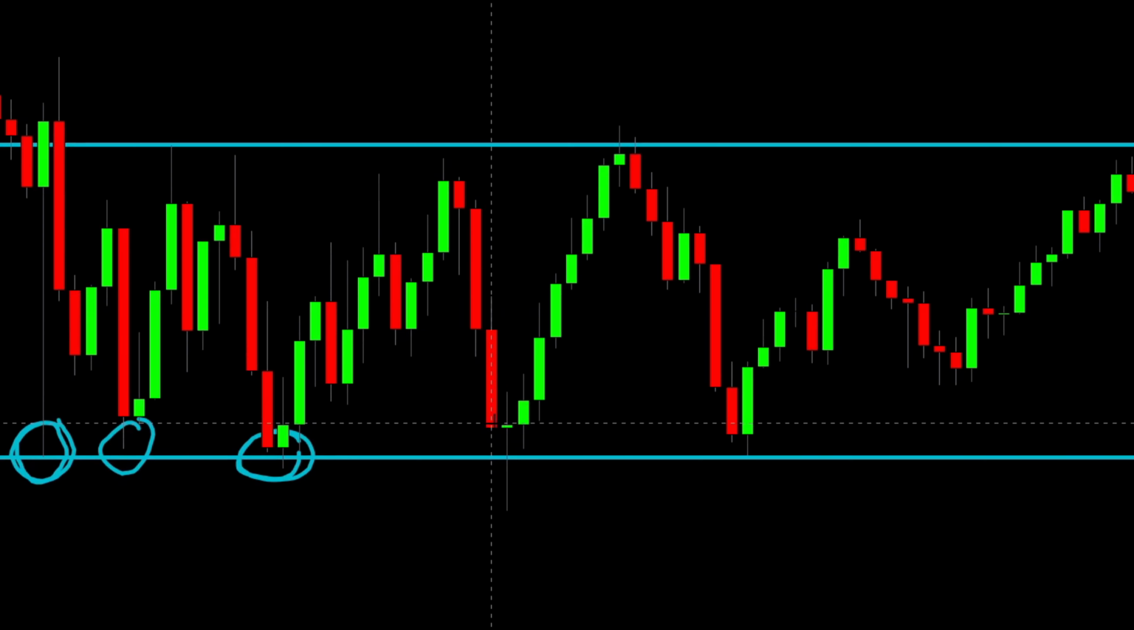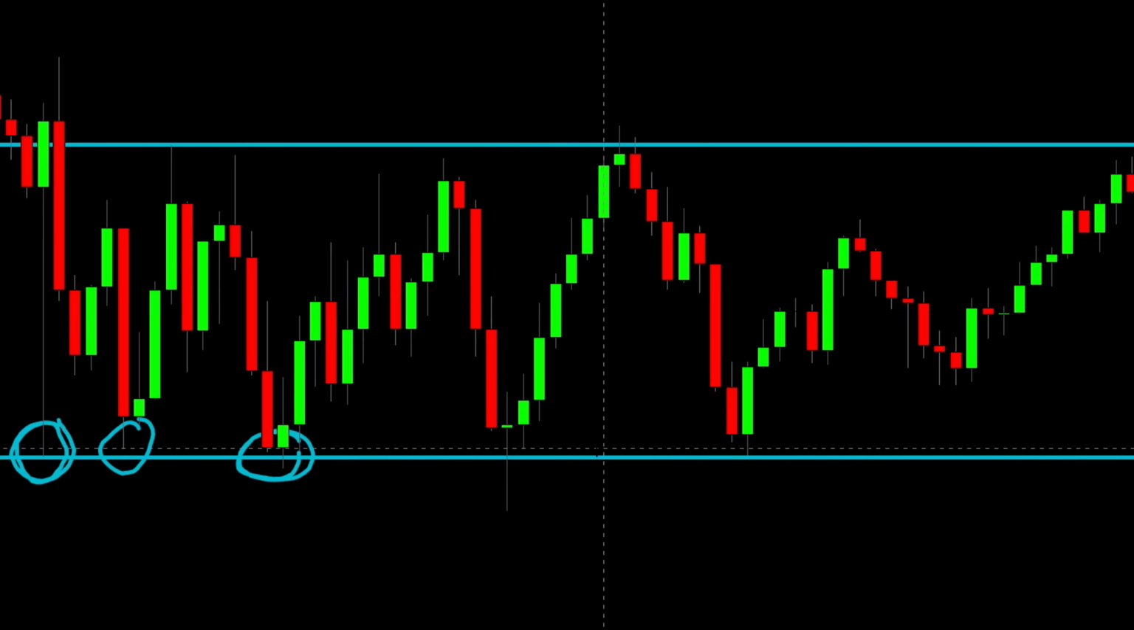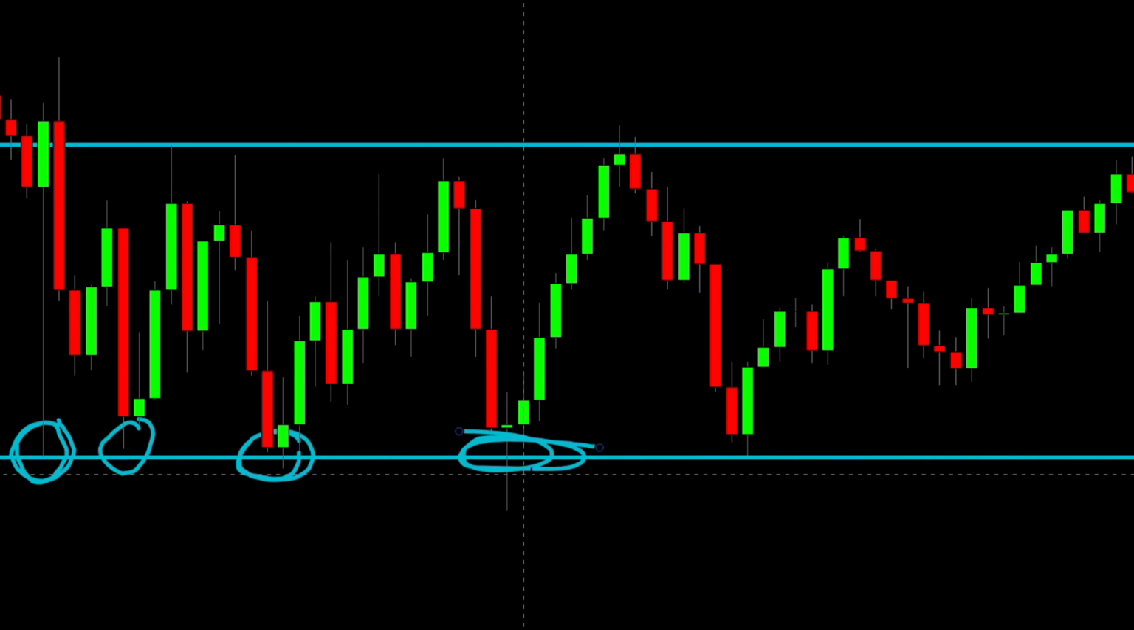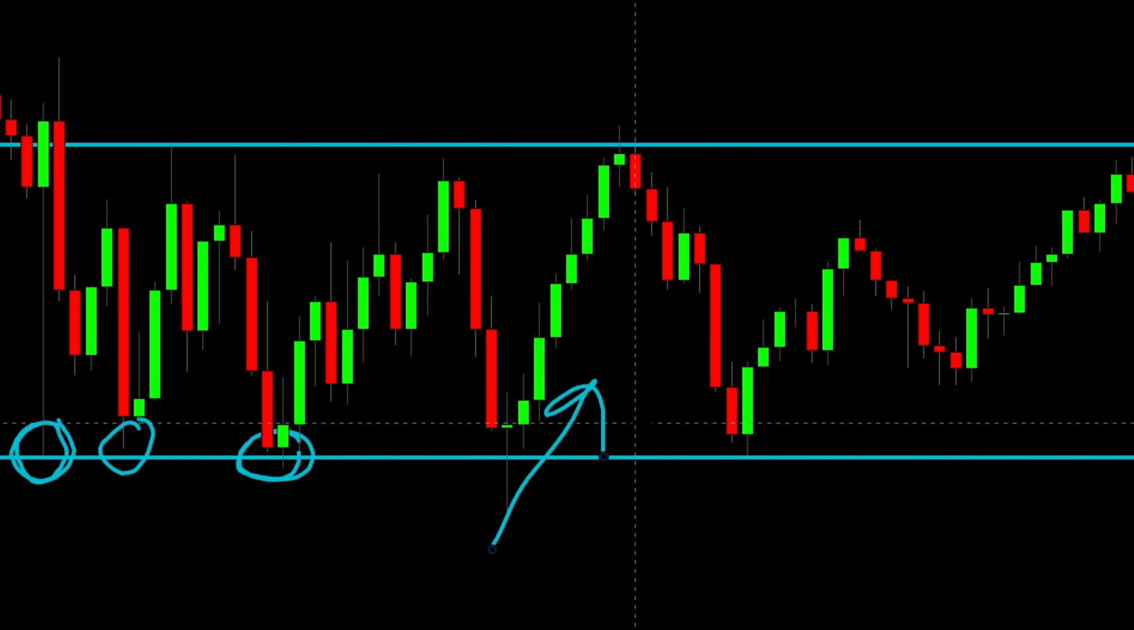So as you can see, in this case, we have a candle close pretty far above the support. That is a good sign. If the candle, for example, closes at the support level, this is not good. We want the price to really push above the support.